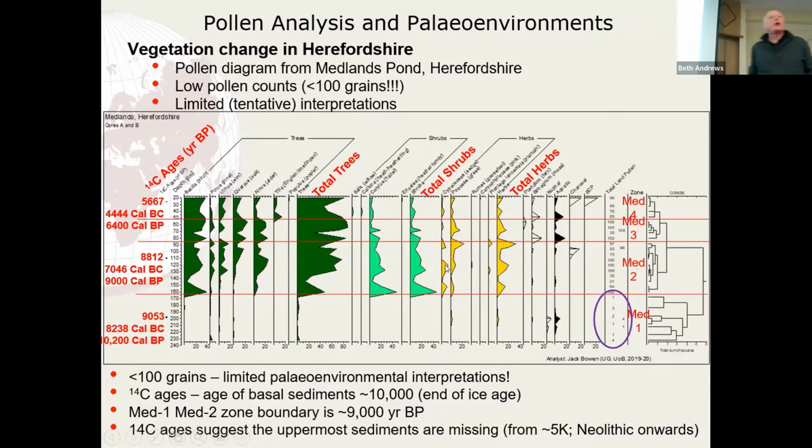Now you'll note that the top of the diagram has a radiocarbon age of 6,400 cal BP, and that's when there are no more sediments above that. That's dated. And that's a problem we find in some of these shallow ice age ponds in Hertfordshire. The sediments are just not there. They've been eroded.